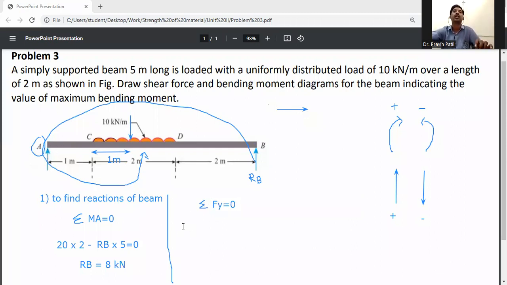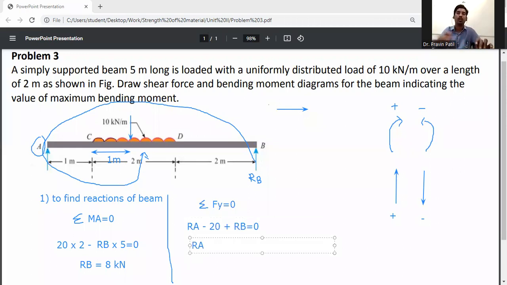First, RA is going upward, so it will be positive. Then this point load, since we have converted the UDL to a point load, is 20 kilonewton going downwards, that's why it is minus. Then RB is going upward. So the sum is equal to 0. The known value is RB.